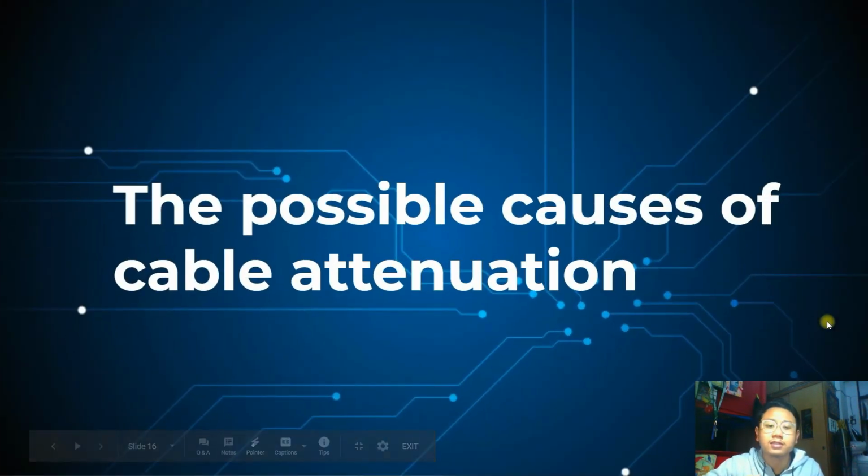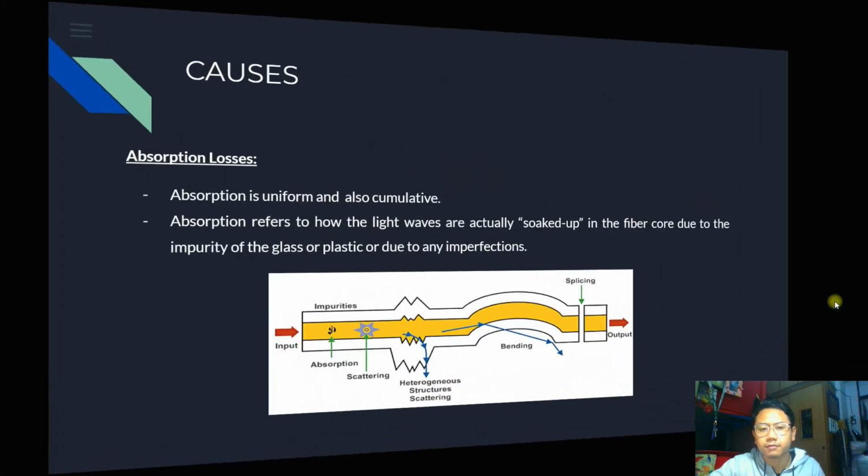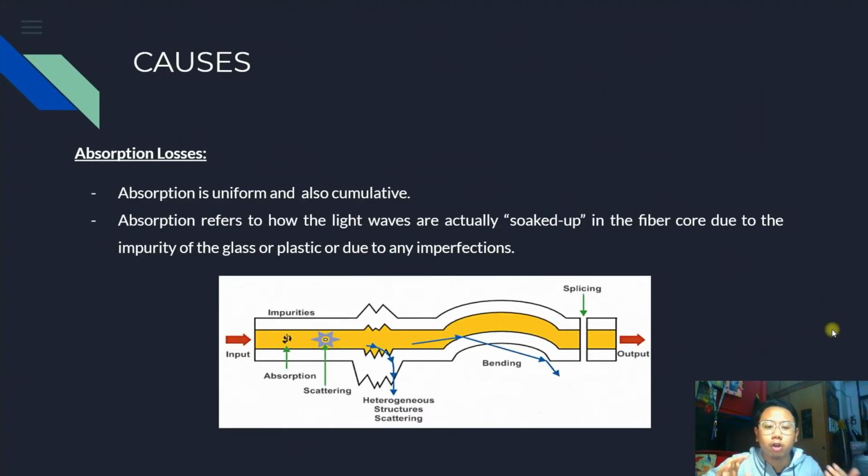So what are the causes? The possible causes of cable attenuation. The first thing is absorption losses. Absorption is uniform and also cumulative. Absorption refers to how the light waves are soaked up in the fiber core due to impurities of the glass or plastic or due to any imperfections. A simple example for absorption losses is that the same amount of the same material always absorbs the same fraction of light at the same wavelength.